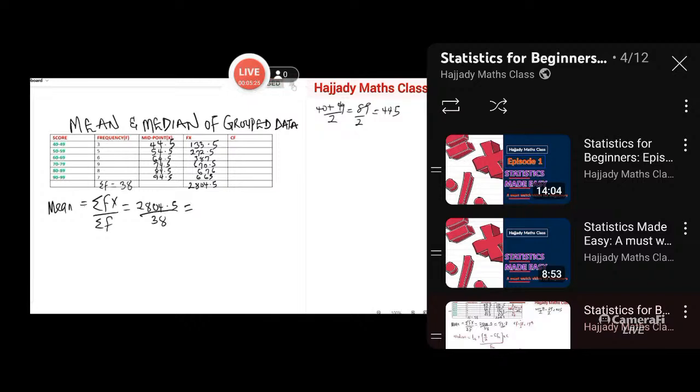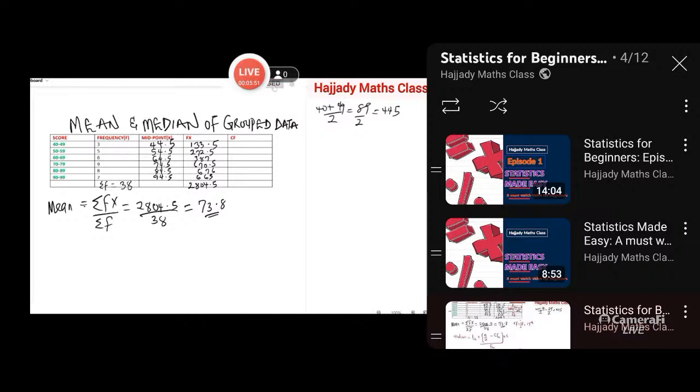So this is going to give us 73.8. This is our mean. So this is the average for these data sets. You can see that the method of grouped data is quite different from the method of ungrouped data, being that here we need to calculate our midpoint because we need to know the average observation for this range of values. So this is mean.